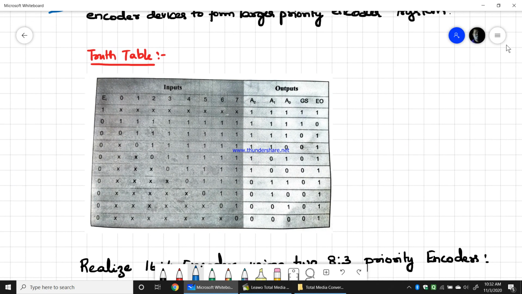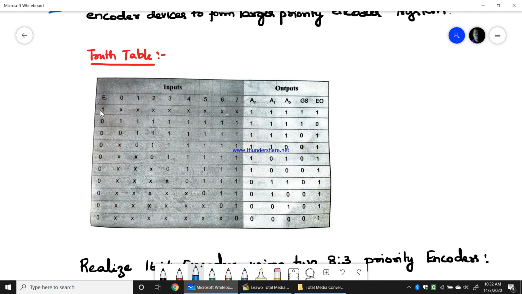So if I look into the truth table of this priority encoder, I have input enable. If this is 1, irrespective of the input values, the output remains 0, and this is an active low output, therefore 0 means all are 1s. So we have active low inputs, we also have active low outputs. Now this should be 0 for all zeros. It means now the IC is active.